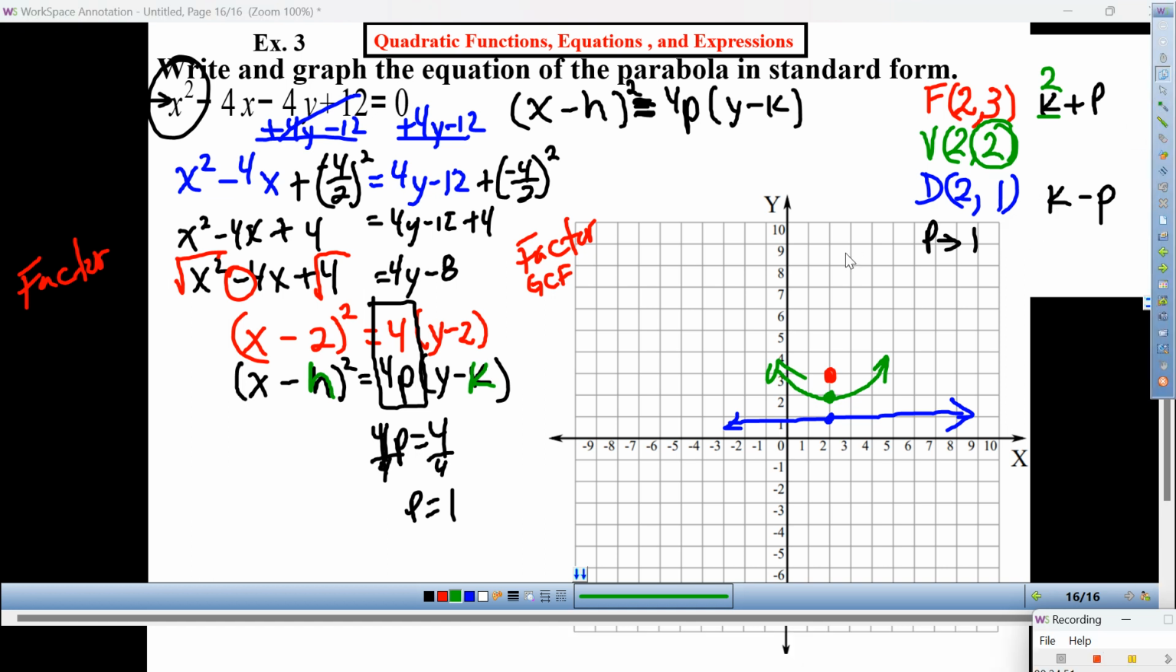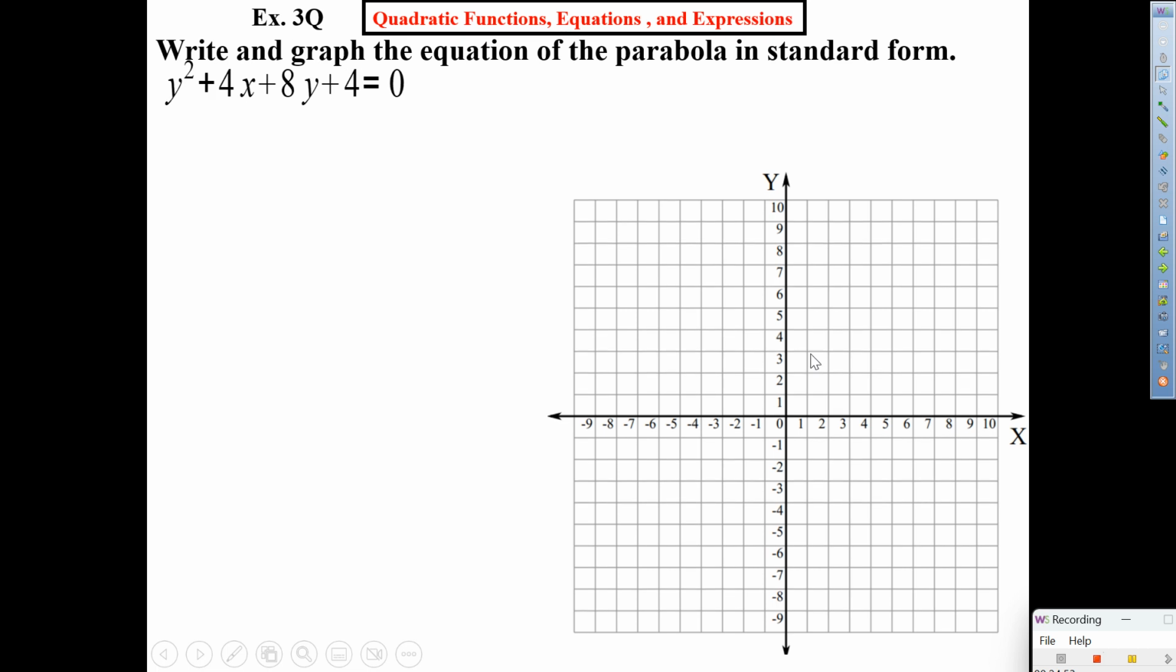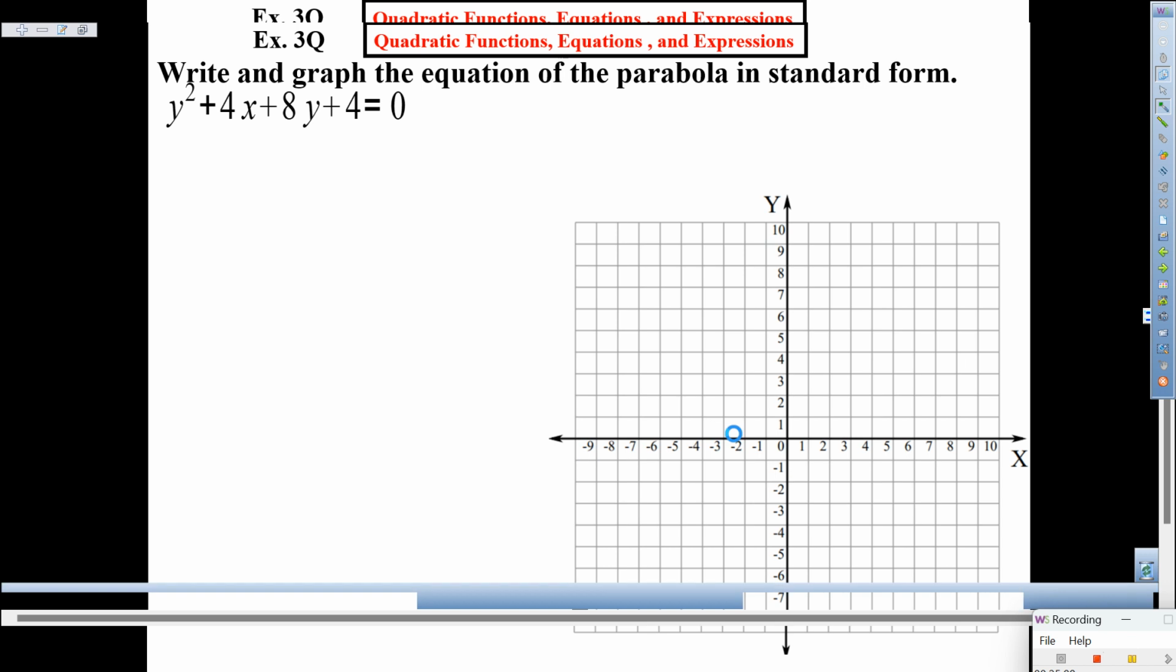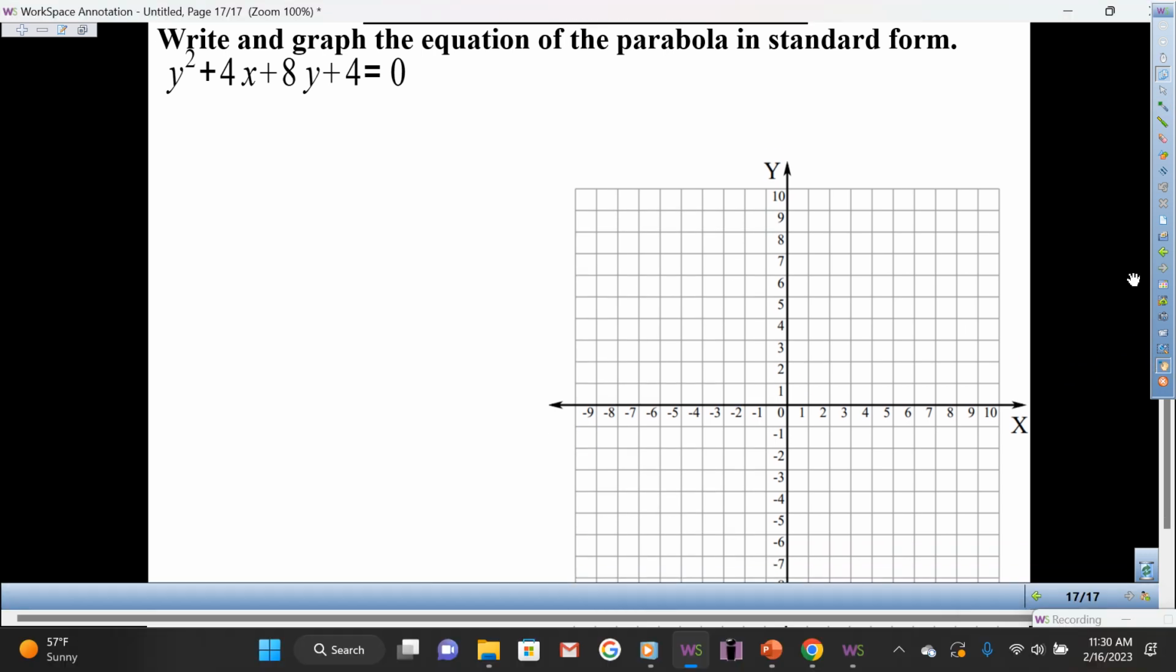All right, copy this one. Example 3Q. Example 3Q. y squared plus 4x plus 8y plus 4 equal to 0. So let's see. What do we do first? Frida, what did you do first? You looked at the y, okay. And what else? 4x and 4. Oh, okay. But we need to write our standard form equation. So we looked at the y squared. So what did you write on the side?